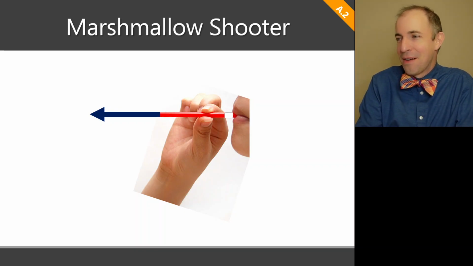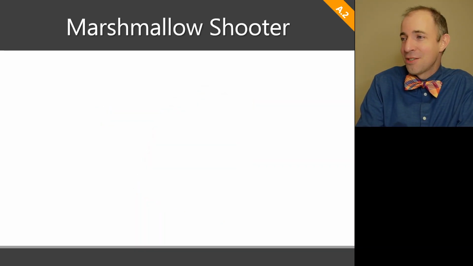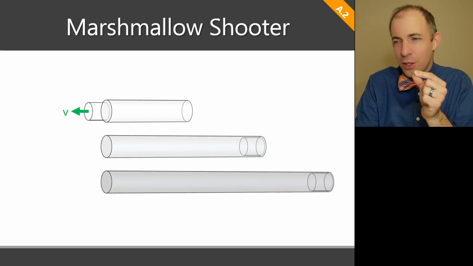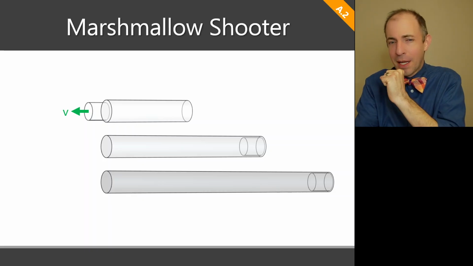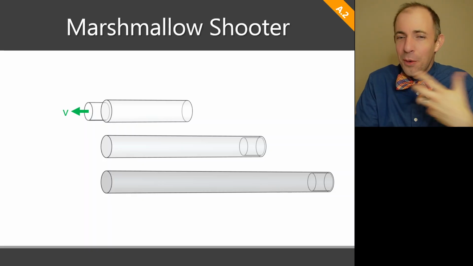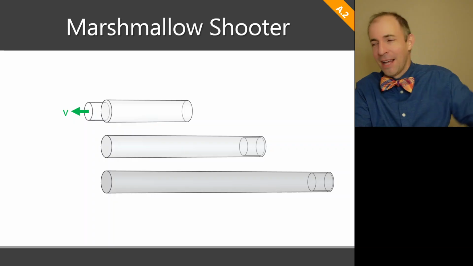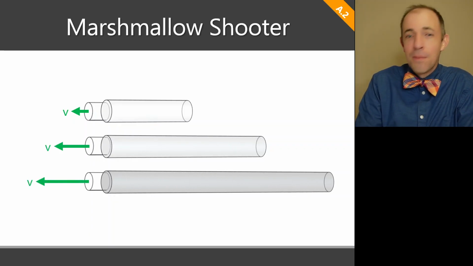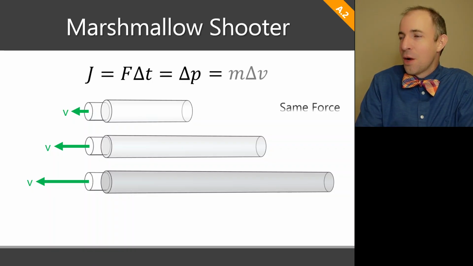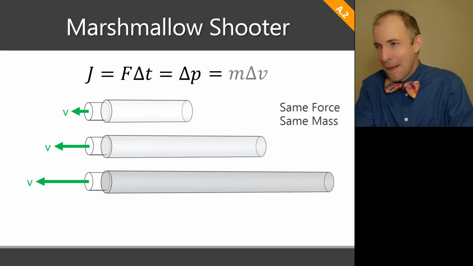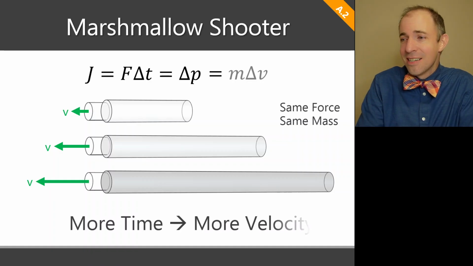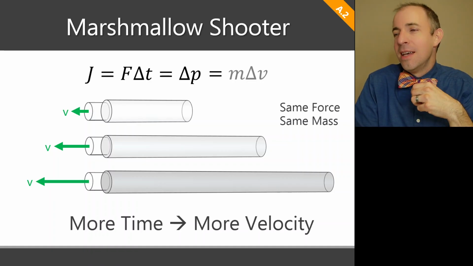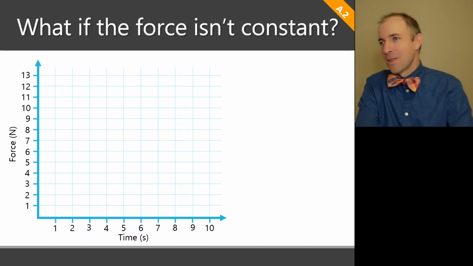And if you ever have a chance to try this, this is a great way to put it in action. A marshmallow shooter, if you have a short marshmallow shooter, it's in the barrel for a shorter amount of time. So that force, if I'm blowing as hard as I can, is not going to change the motion as much because it's not applied for as long. Whereas the longer the marshmallow shooter is, the more force can be applied. So if you have the same force and the same mass, the only thing that's changing here is the amount of time. More time is going to give us a larger impulse and a larger change in our velocity.